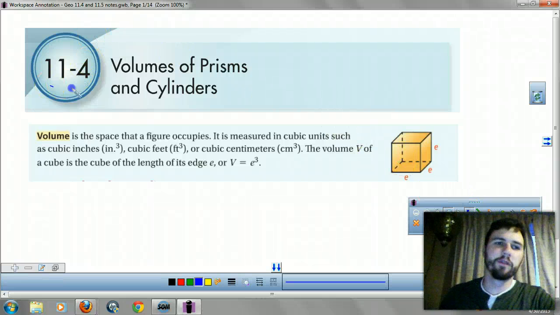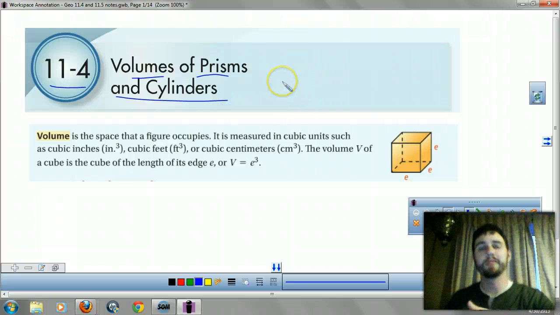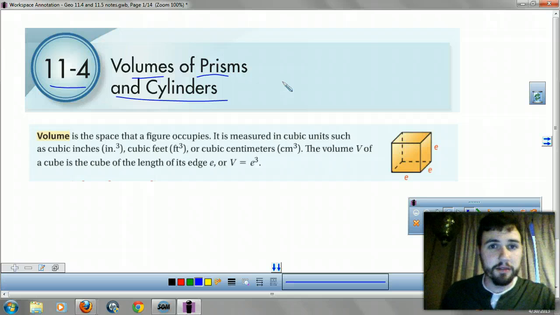Today we're looking at 11.4 volumes of prisms and cylinders. So now we're going to find volume. We found the surface area, you can make the box. How much does the box hold?